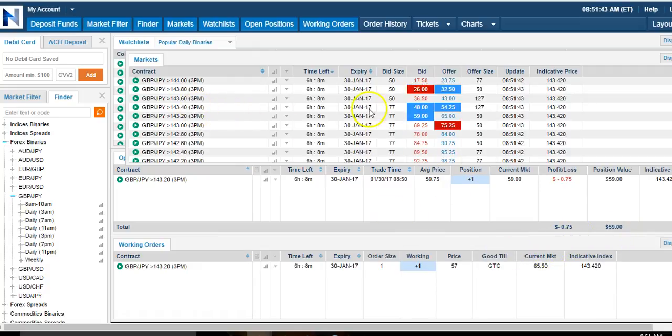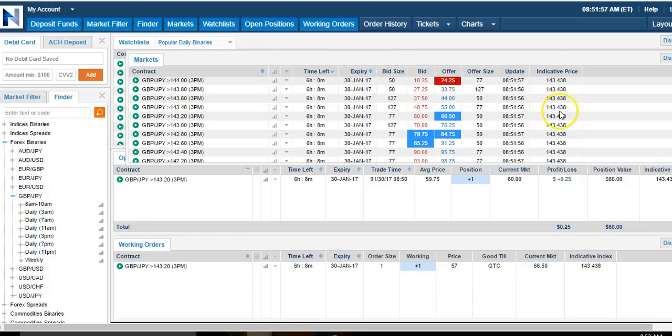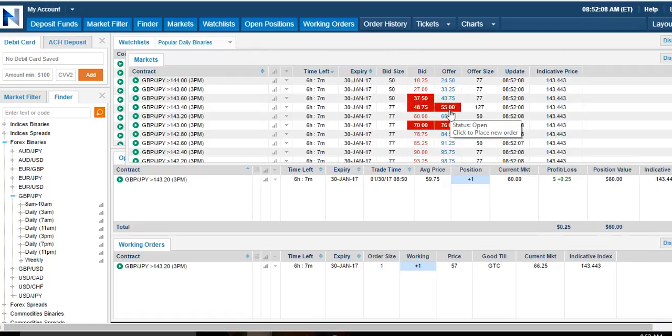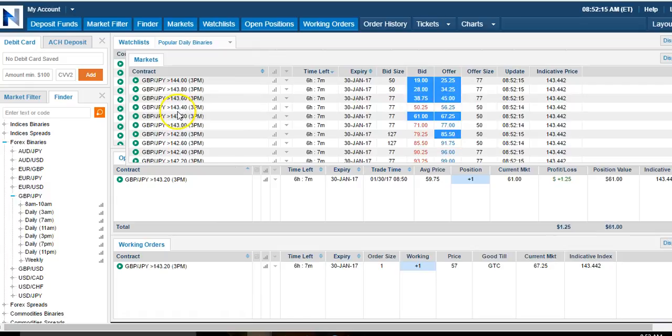Another way you can trade it is out of the money. I tend not to do that too often. This one is now in the money. The 143.40 is in the money now since the market's moved. But when the market was 143.33, that would be out of the money, and I would have paid probably around $45 for that to win 100. So 110, 120% return.